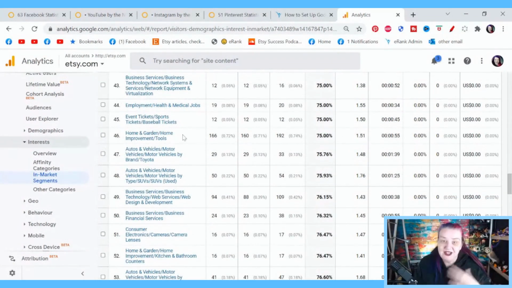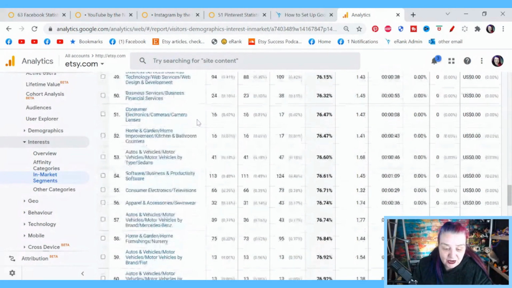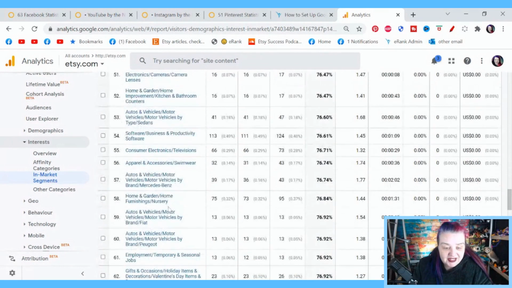So if you're seeing a lot of home improvement things, then maybe you could hang around in Facebook groups that are to do with home improvement. I don't mean spam them with your things, but get to know people in that demographic. Definitely seems to be liking their homes. Mercedes-Benz, we are seeing money. I'm liking it. Oh, Fiat and Peugeot.